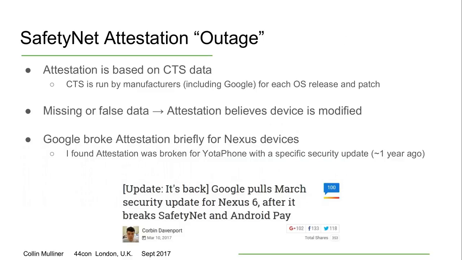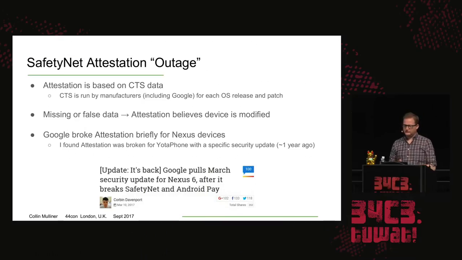Also, the little bit more interesting part. Since attestation is based on CTS data, and CTS is run by manufacturers before they release an update or a patch or a phone, if this data is false and not up to date, of course the CTS test will fail and tell you, hey, your device has been modified. I actually found that on some Yota phone where I guess they rolled out a security patch and did not submit the CTS data. So on all of those patched devices, all of this would just fail just because Google didn't have the up-to-date data. And actually, Google did it themselves.